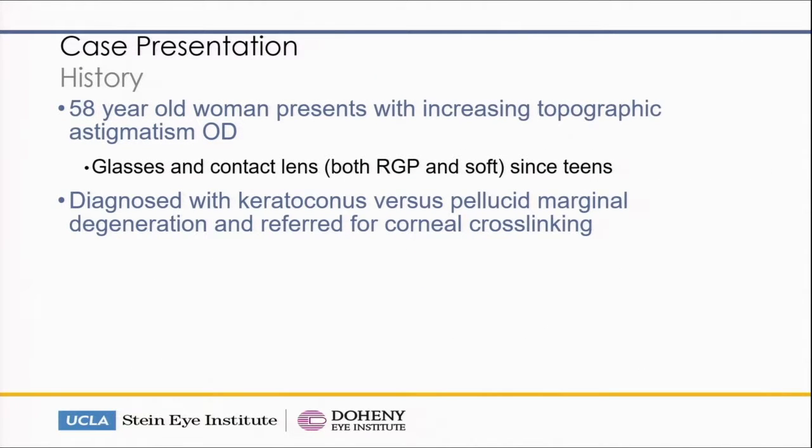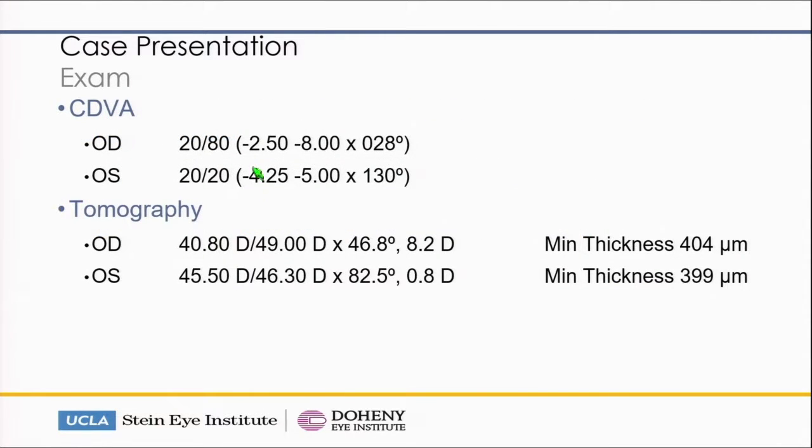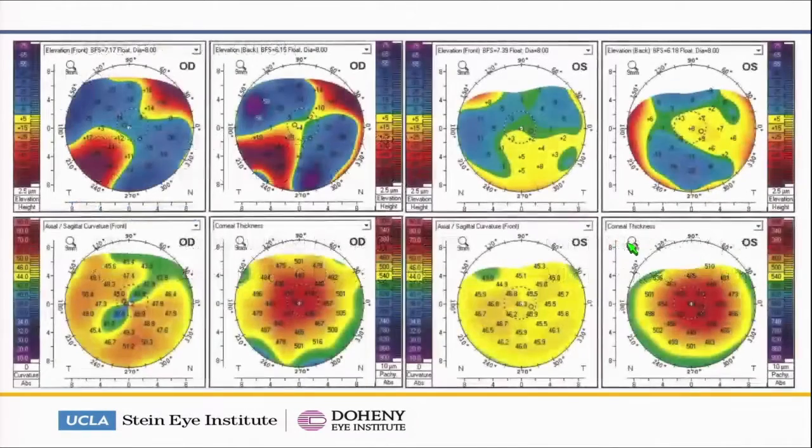It's of a 58-year-old woman who presented with increasing topographic astigmatism in her right eye. She's been wearing glasses and contact lenses since she was a teenager, was diagnosed with pellucid versus keratoconus, and referred for corneal crosslinking. You see her corrected visual acuities 20/80, 20/20, a high degree of cylinder in the right eye. Tomography showed, again, a high astigmatism in the right eye, not so high in the left, with minimum central corneal thickness approximately 400 microns in each eye.